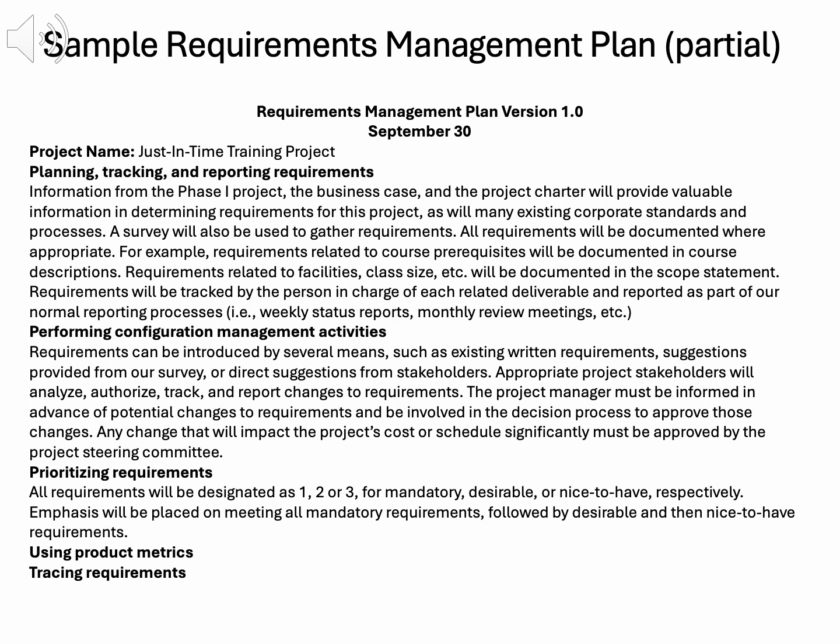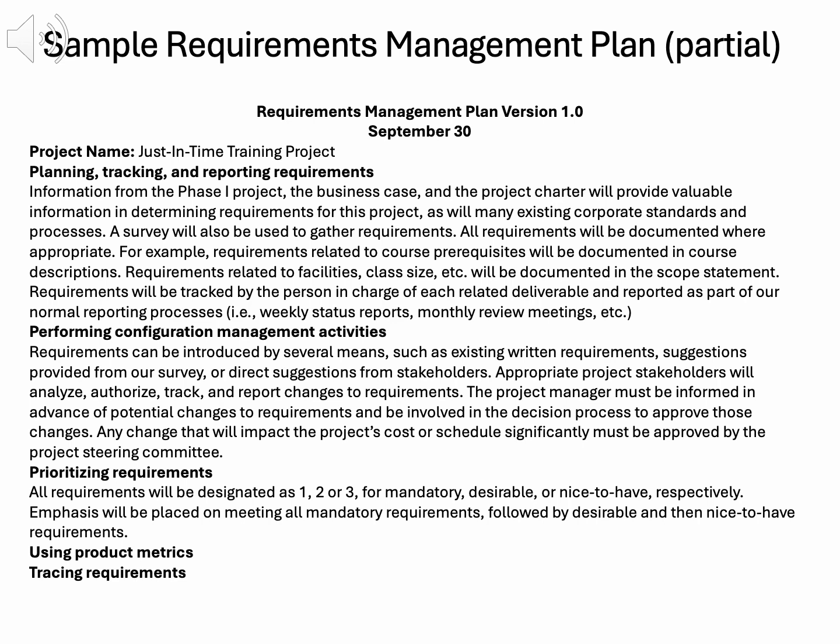This slide presents a partial sample requirements management plan for the just-in-time training project, illustrating how to manage stakeholder needs. Let's explore its components and their role in scope management. The requirements management plan outlines how requirements are planned, tracked, and reported. For the training project, it uses inputs from the project charter, business case, and corporate standards. A survey gathers employee training needs, ensuring requirements reflect real demands.